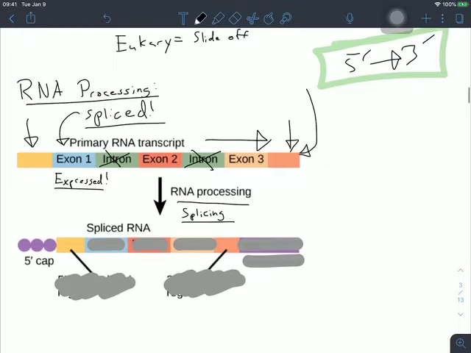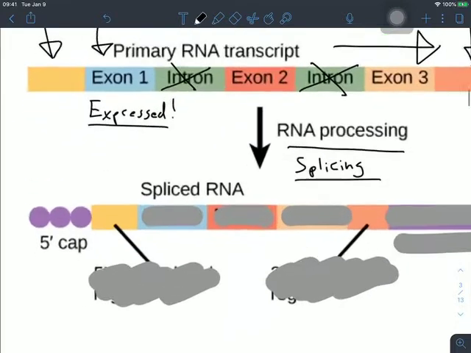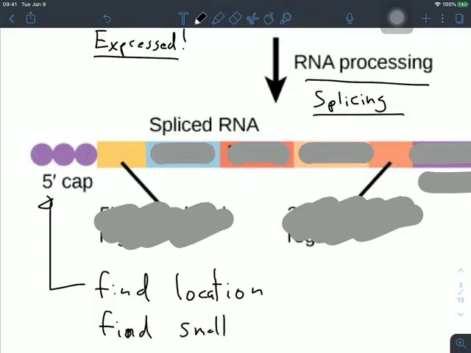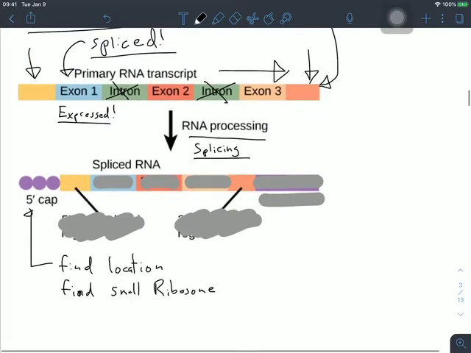Whew. Your 5' cap is going to be the sequence on the front end of your RNA that is going to help find the right location and help you find the small subunit of a ribosome. So it's a protective piece. It's finding the correct location for where you need to be translated. So either moving you to the rough ER or the cytoplasm, and helping you actually bind to the small subunit of the ribosome.